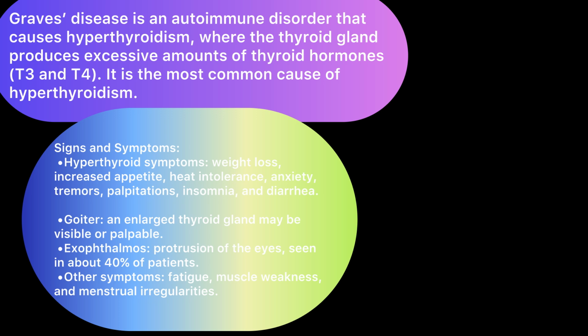And if you get this topic, just think about hyperthyroidism. It is the same as hyperthyroidism. Actually, this condition leads to hyperthyroidism, and the pathophysiology is the same. Signs and symptoms are also the same, and management is also the same. Plus, there is the presence of goiter, and an enlarged thyroid gland may be visible or palpable. Exophthalmos, protrusion of the eyes, is seen in about 40% of the patients.